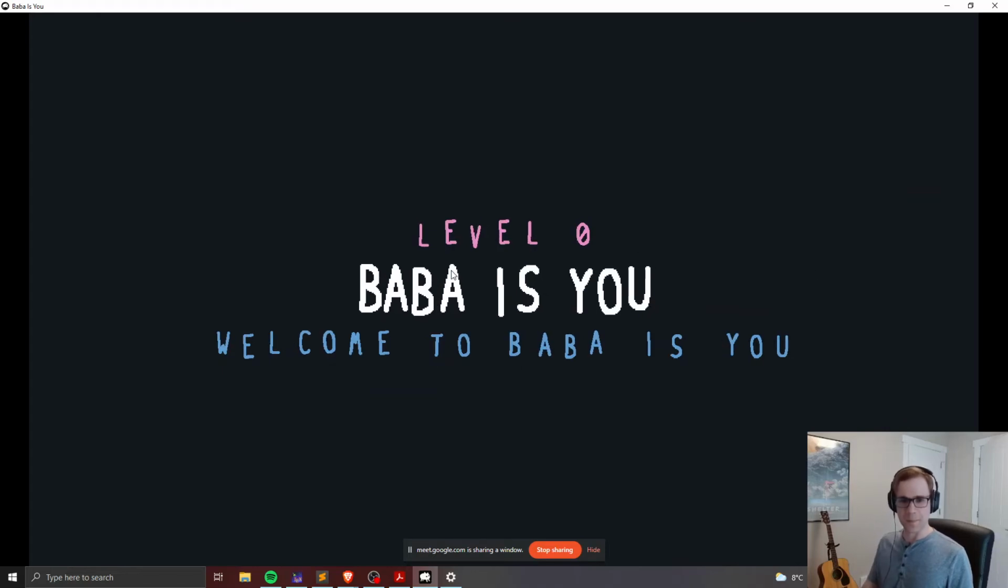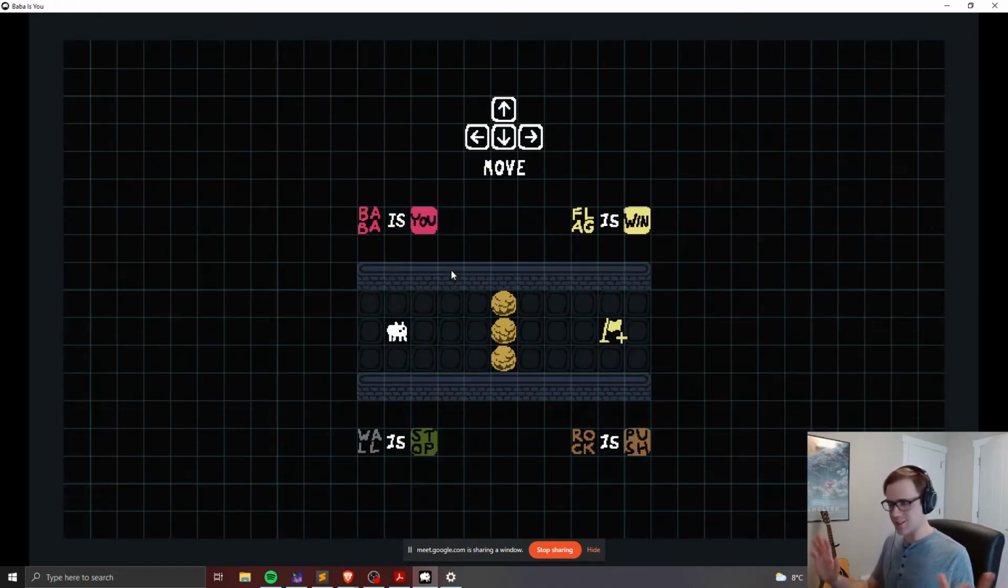Awesome. Okay, so this is the very first level of the game. And you'll see that there's some very simple rules going on here. So first off, you just move in the four cardinal directions, up, down, left, and right. We have this first rule, which just says Baba is you, which basically means that this sheep guy that I'm controlling is me.